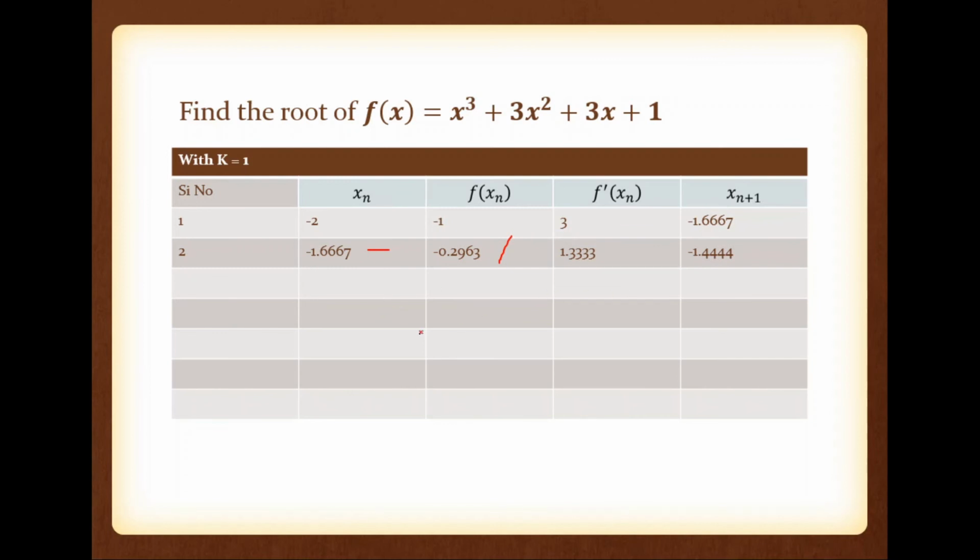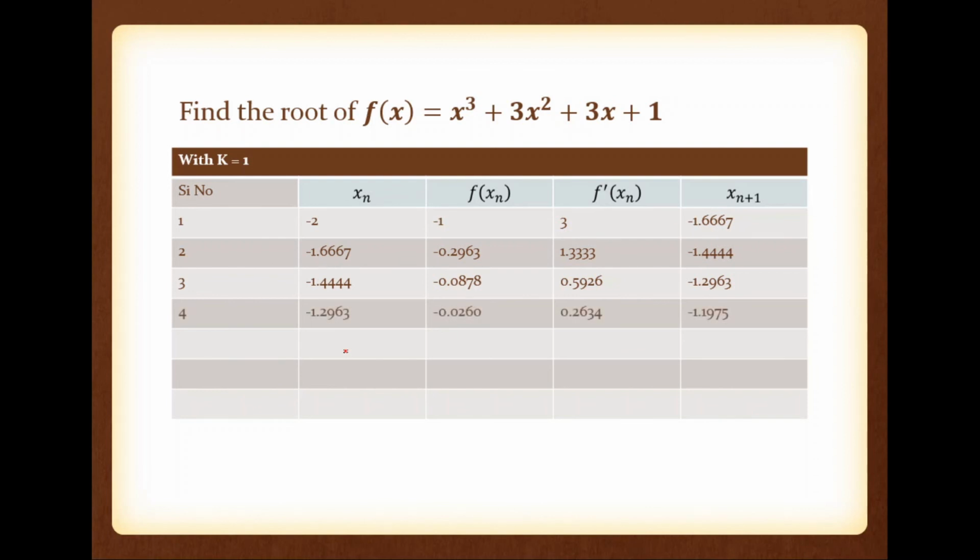So, that is second iteration. Now, what about third iteration? Xn is minus 1.4444. Right? So, what about f of xn? F of xn is minus 0.0878. So, that is f of xn. Now, f dash of xn means value of f dash at this point is 0.5926. So, what about xn plus 1? Xn minus f of xn divided by f dash of xn. So, we have minus 1.2963. Okay. So, that is third iteration.